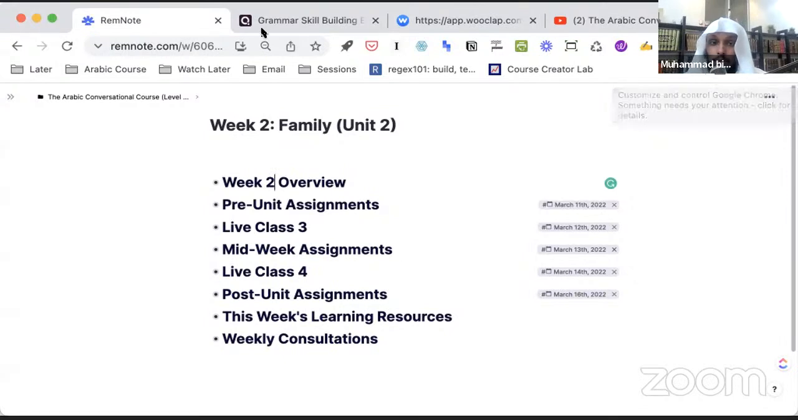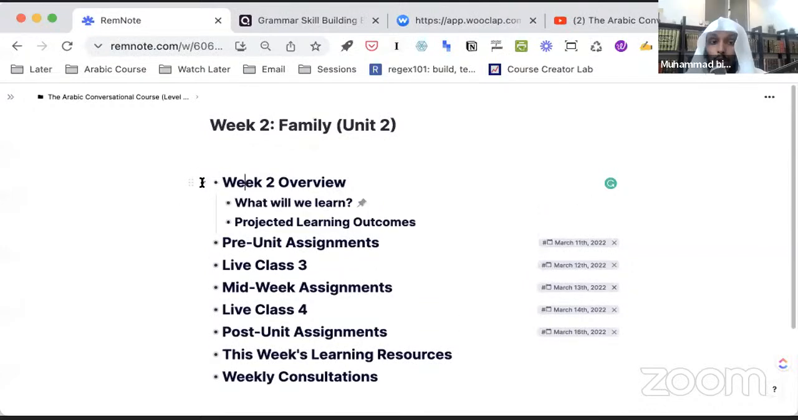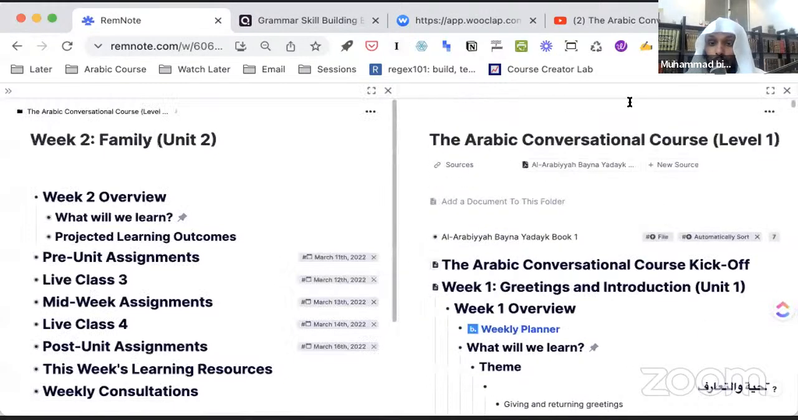Tayyib, inshallah. Tayyib. Okay, so this unit's overview, then, like always, what are we going to learn? That's the first question. What will we learn?